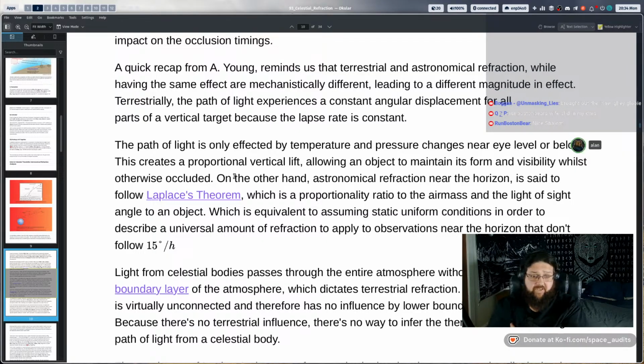On the other hand, astronomical refraction near the horizon is said to follow Laplace's theorem. Sorry, I said Stokes' theorem earlier. I meant Laplace's, which is a proportionality ratio to air mass and the line of sight angle to an object, which is equivalent to assuming a static uniform condition in order to describe a universal amount of refraction to apply to observations near the horizon that don't follow 15 degrees per hour. And this weakness of assumption is even noted by Andrew Young himself.